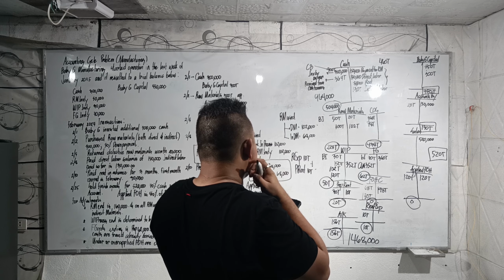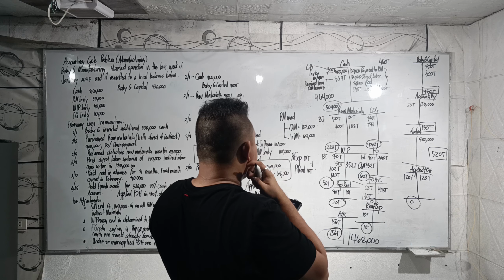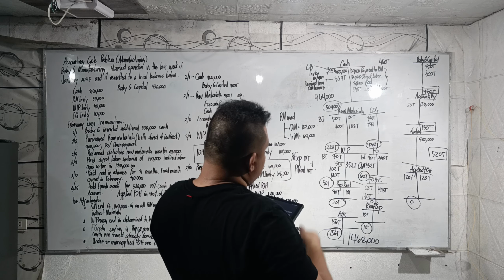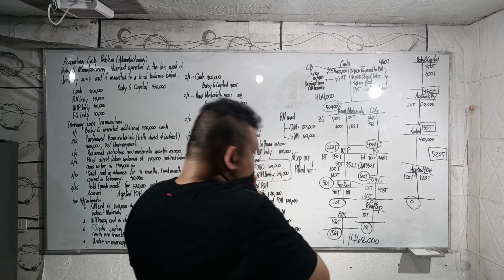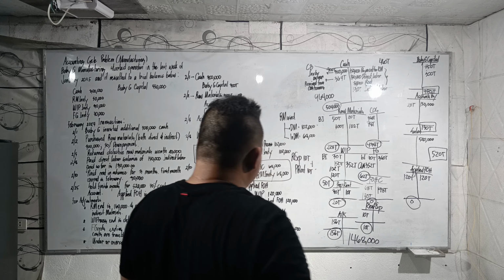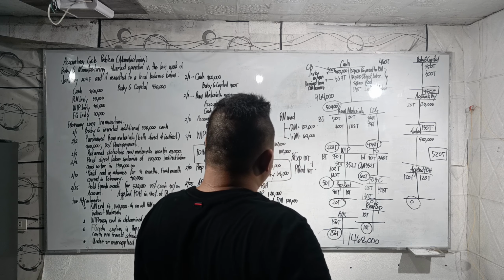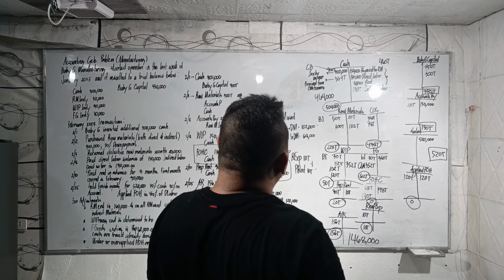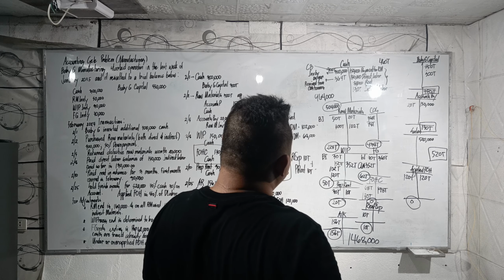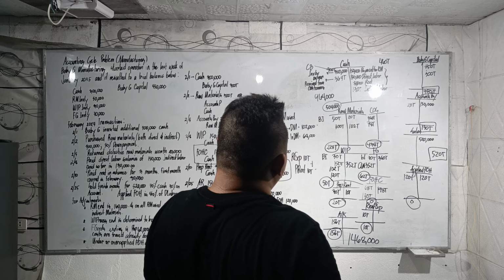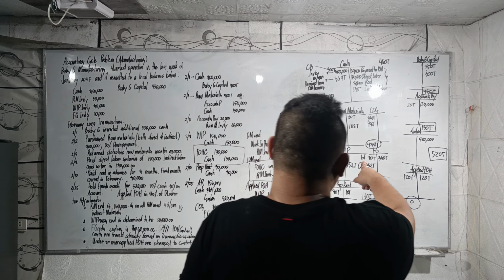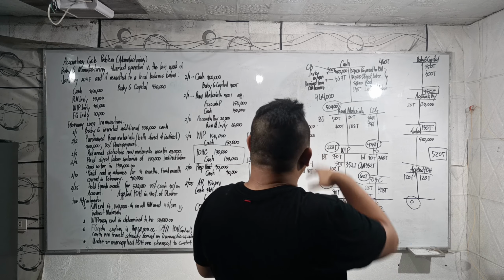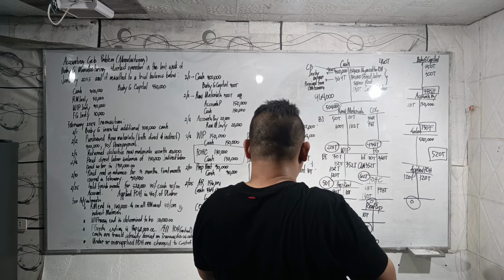The prepaid rent, what do we have here? 78. Oh no, what did we do wrong? So 430, yeah, we did do something wrong here. 1468. Let me add again the debits.